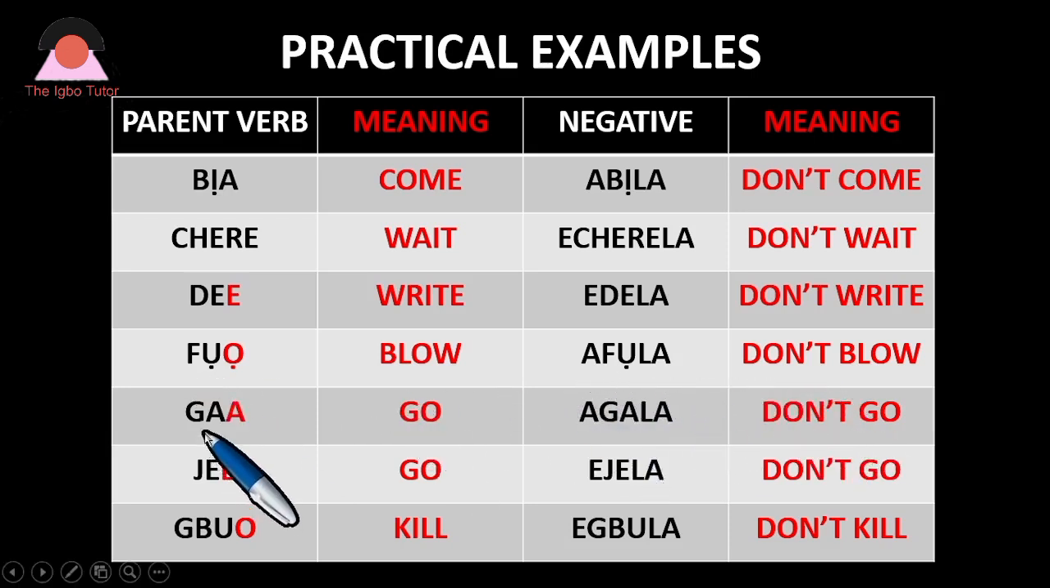Let's go ahead. Ga, of course, you know the rule now. Go, negative instruction, agala, agala, don't go. Then je, you know the rule now, which means go. Some will use ga, some will use je. Both are acceptable in Igbo. They are synonyms, okay? Now, ejela, don't go. Buo, which means kill. In Igbo it is ebula, buo, ebula.